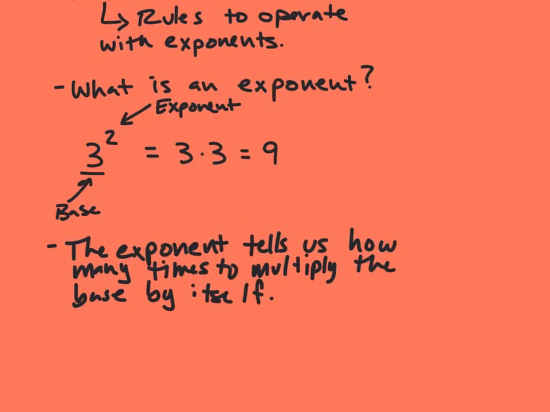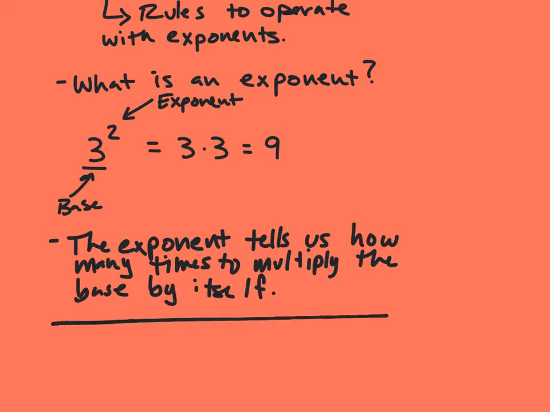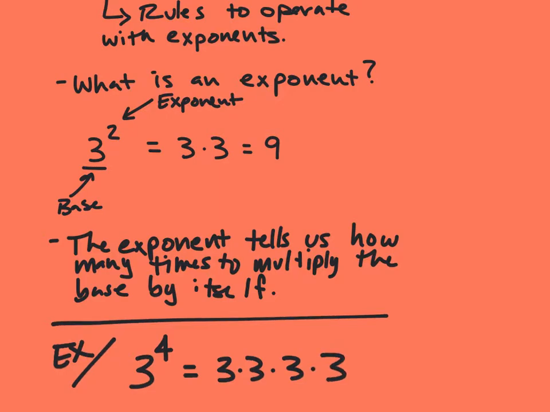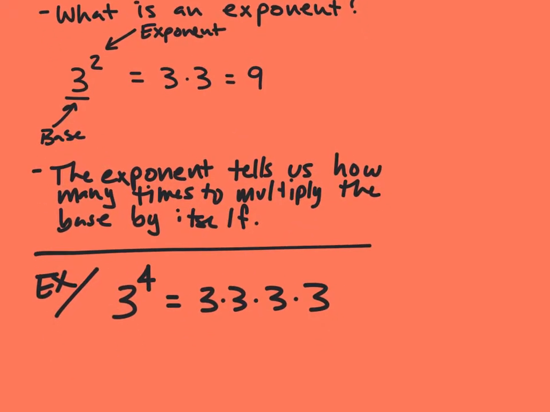Now let's look at another example. Let's say that we have 3 to the 4th power. My base is 3, my exponent is 4. And what I want to do is write this as 3 times 3 times 3 times 3. That's what an exponent does. So I'm multiplying 3 by itself 4 times. That's what this means.